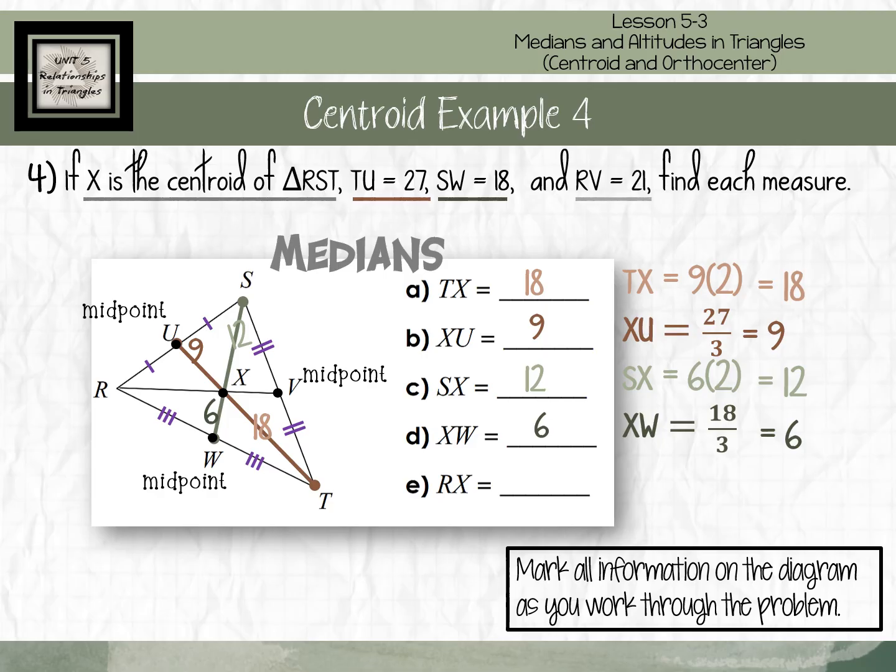Yes. Length of segment RV is 21. Divide it in thirds. And RX is 7. Ooh, but that's not what they're asking us for. They want the other one. Oh, no big deal. Double it. And we get 14.